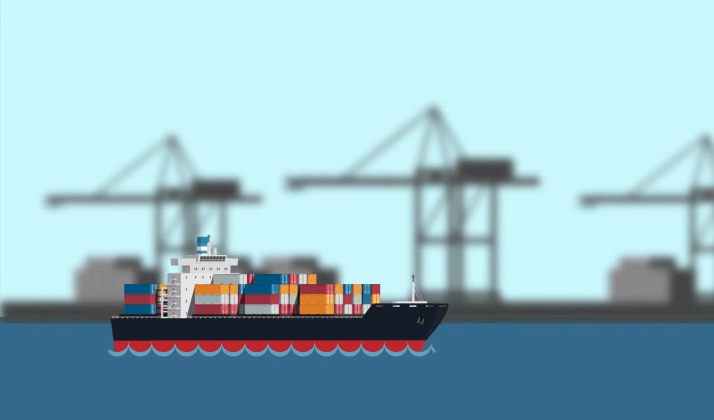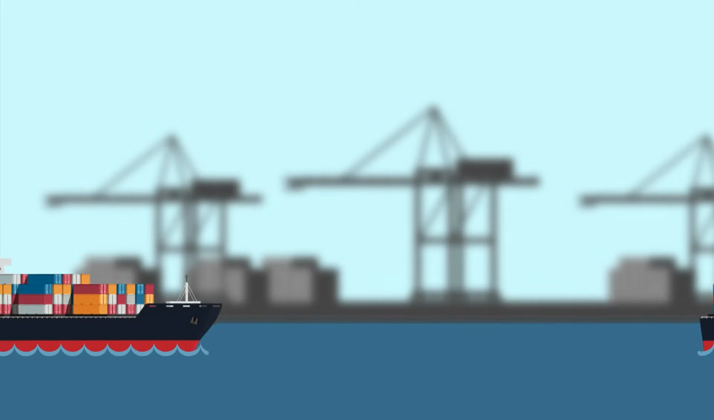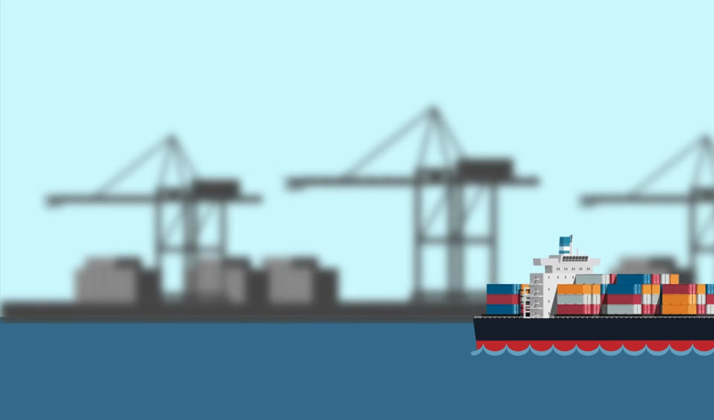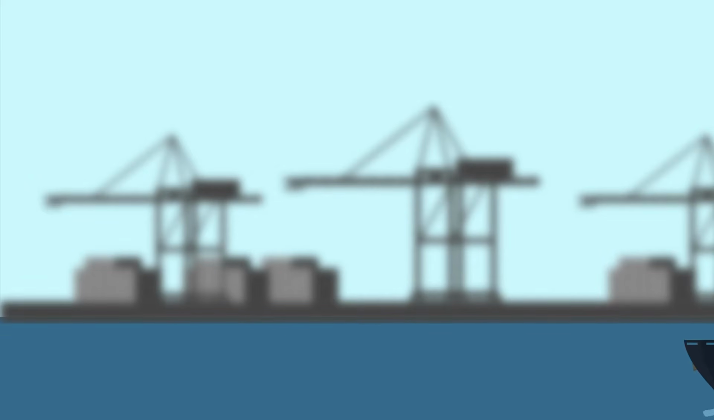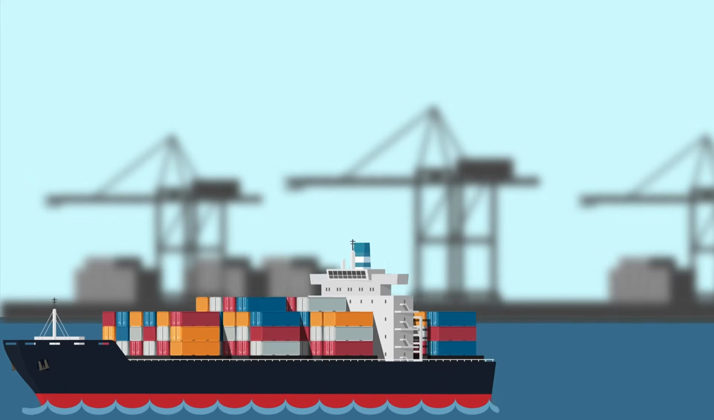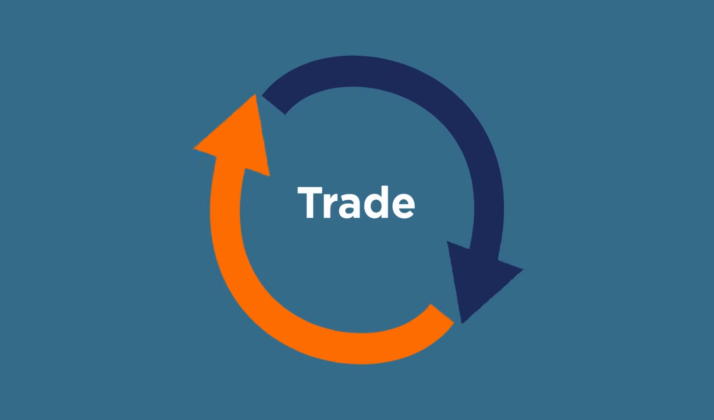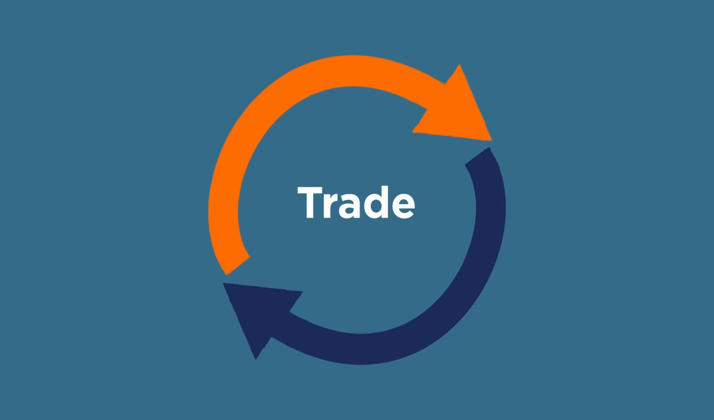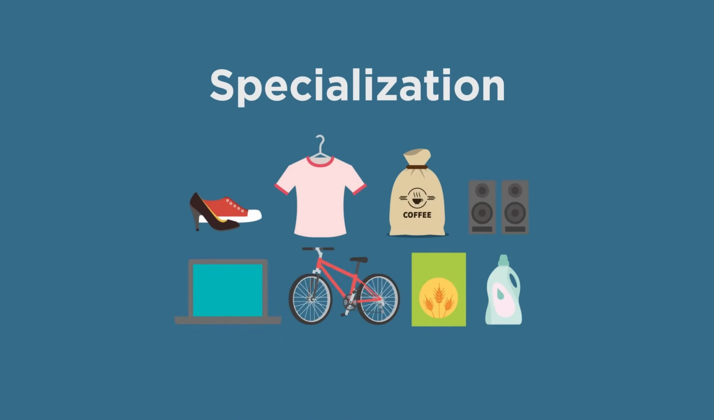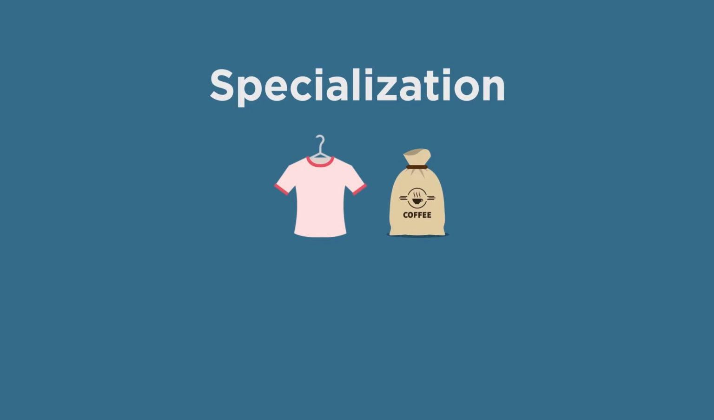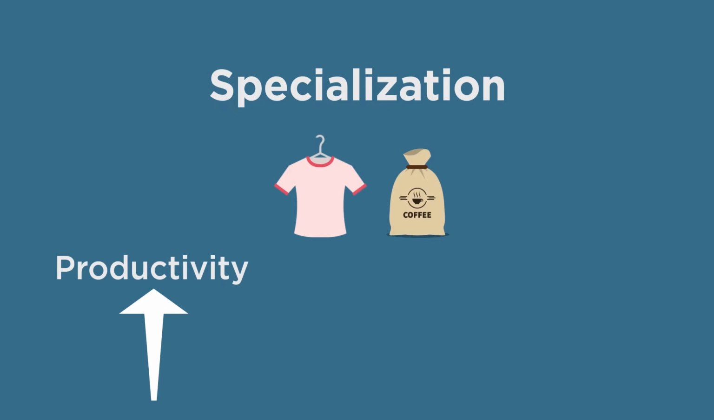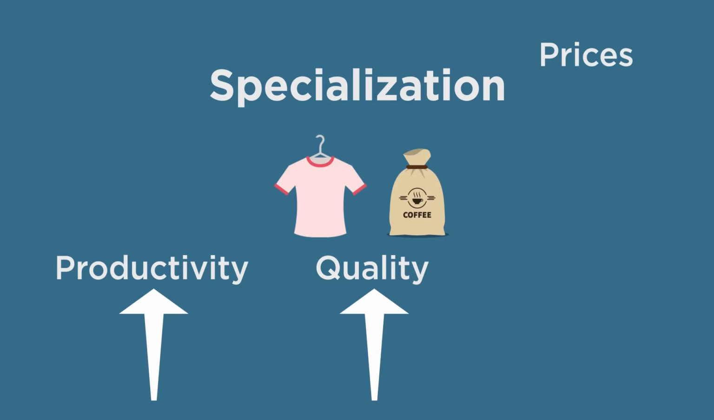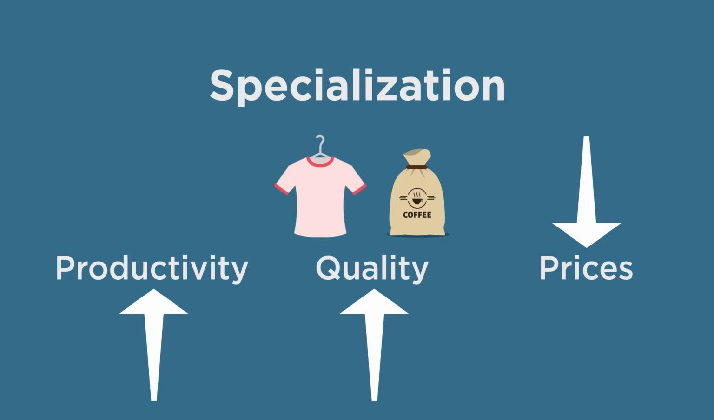Each year, trillions of dollars worth of goods and services arrive in the United States, and trillions of dollars worth of goods and services leave. Trade is one of the most important economic concepts because trade allows us to specialize, to focus on producing fewer types of goods and services, which leads to increases in productivity. And increased productivity leads to better and less expensive goods and services.